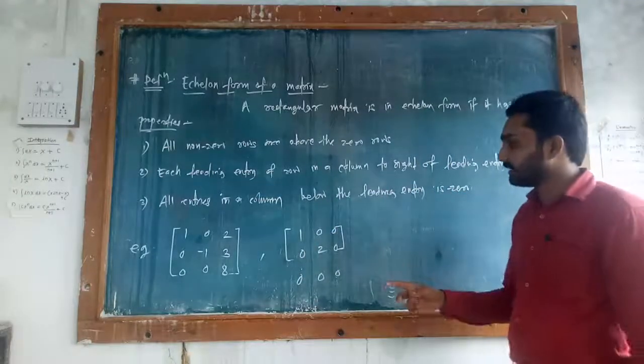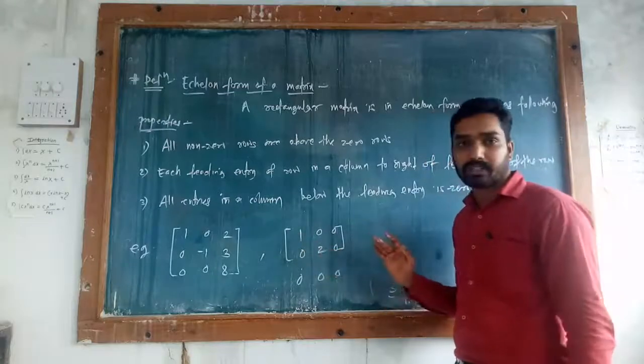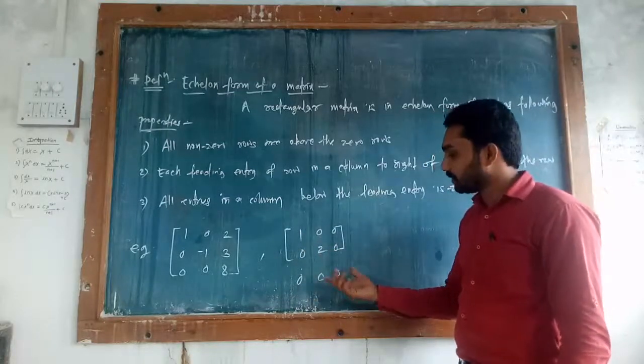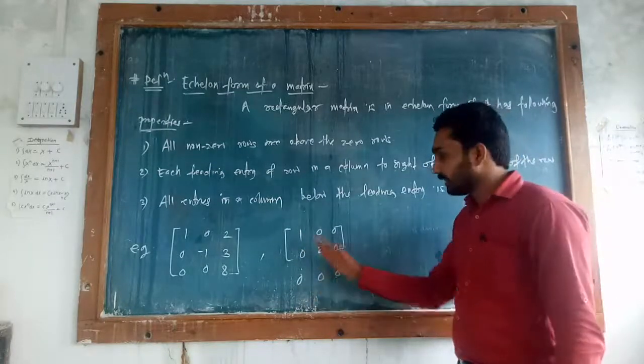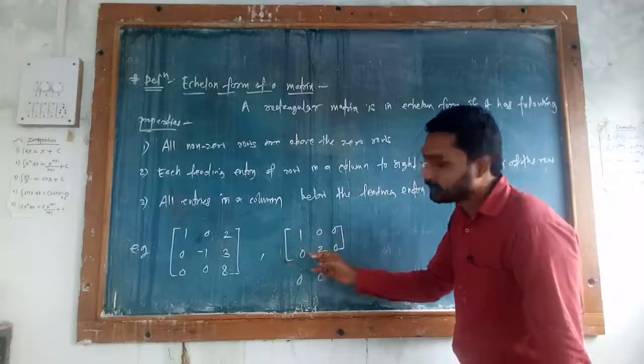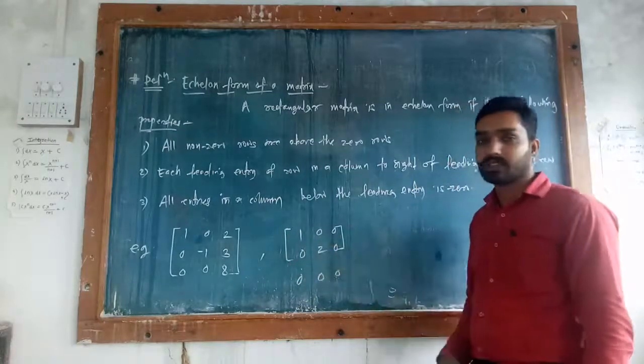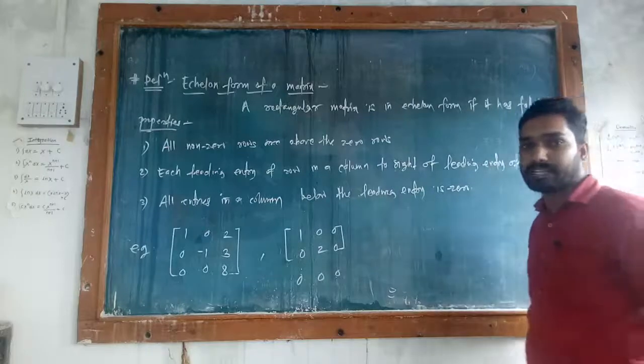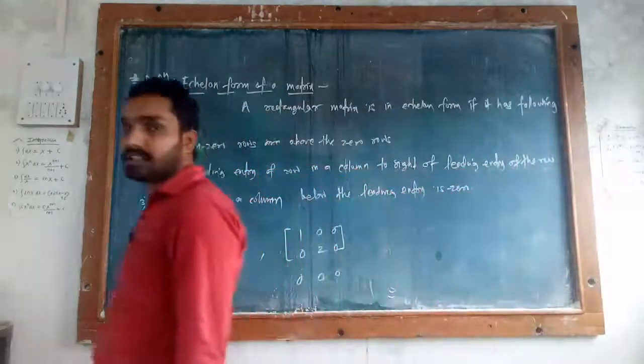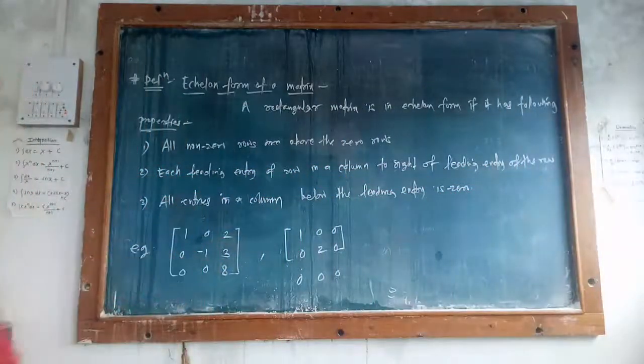In the second one, this matrix is also in upper triangular form, and the third row becomes 0. You can assume the third row is 0 0. This matrix has 0 below the diagonal entries, so this matrix is also in echelon form. That is, if a matrix is in upper triangular form, it is in echelon form.